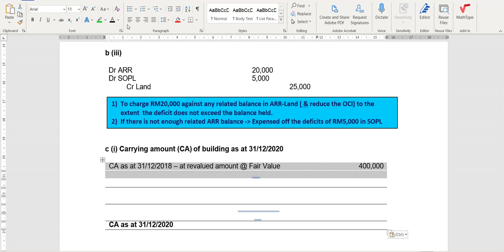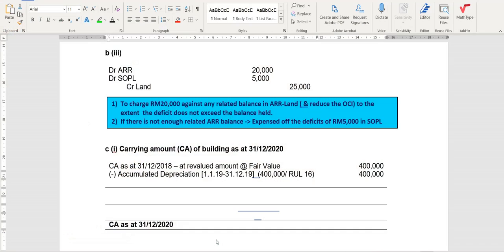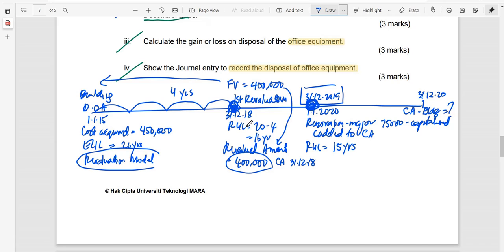Remember, accumulated depreciation must also be calculated. So for your information, starting from 1st of January 19, the depreciation would be based on the revalued amount. So meaning to say that during this period here, for this 1 year, you need to calculate based on the revalued amount. For each year, it has to be on the revalued amount until there is the major renovation that will now increase the carrying amount.